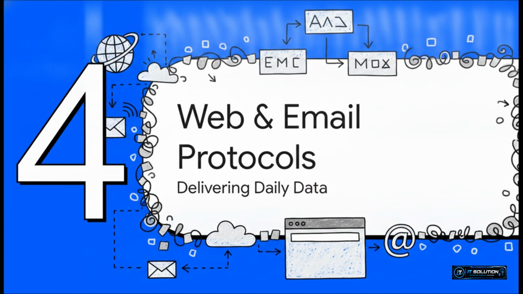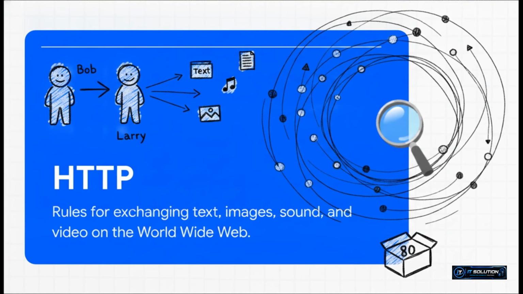Next up, Section 4, Web and Email Protocols, delivering the daily data. Now, to securely retrieve those multimedia files from Larry, Bob relies on HTTP, Hypertext Transfer Protocol. Operating typically over TCP port 80, this is the foundational set of rules governing how web servers and web clients interact. Whether it's the text of a news article, a funny graphic, or a sound file, HTTP provides the uniform standard that allows that data exchange to happen seamlessly across the entire World Wide Web.